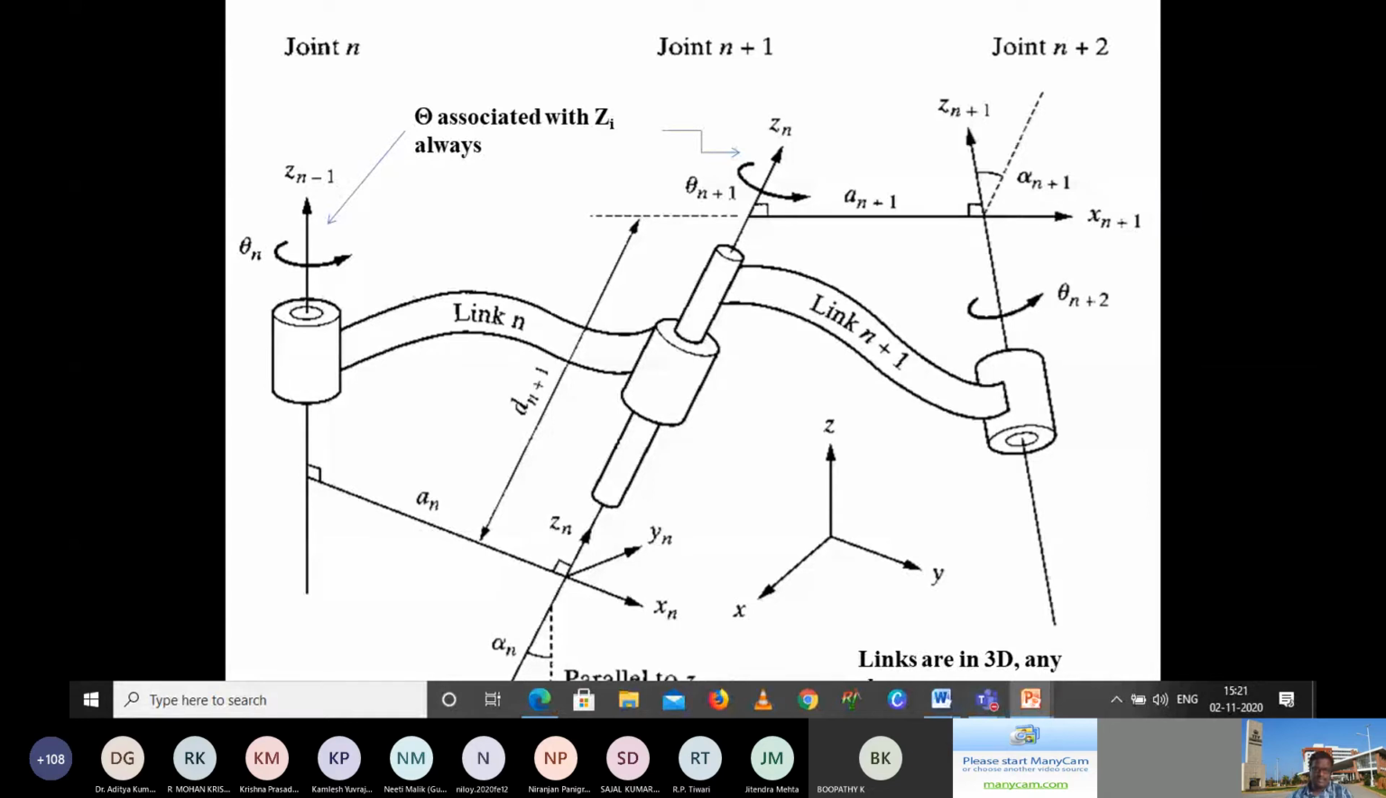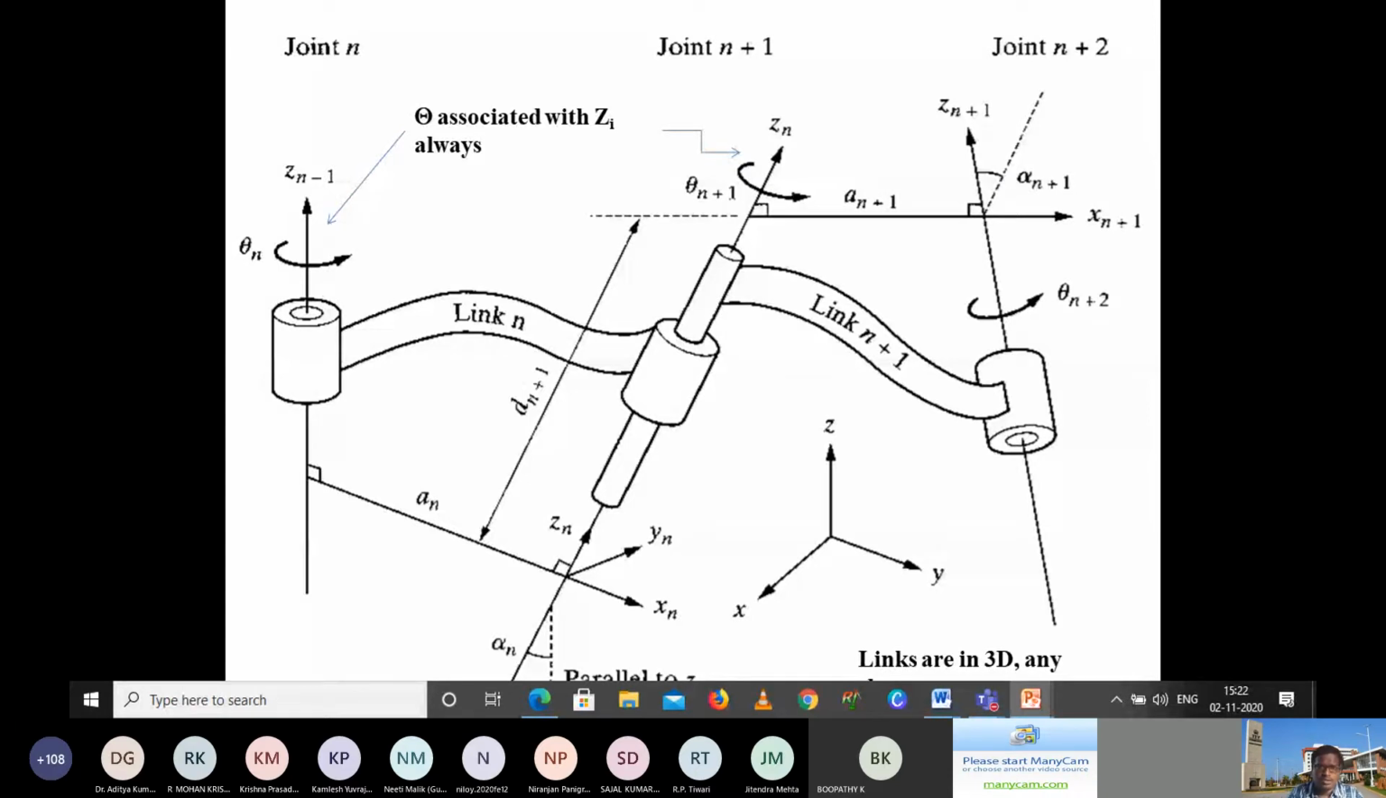Consider this as a joint-link combination. You have three revolute joints, that is theta n, theta n plus 1 and theta n plus 2.